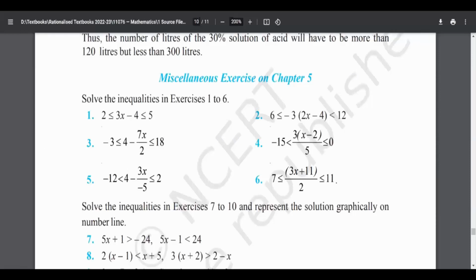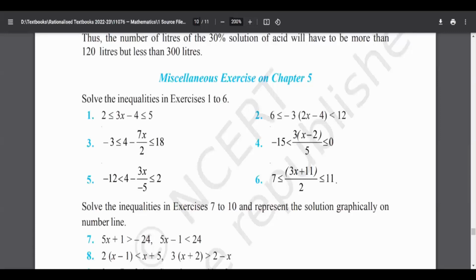Minus 15 less than equal to 3 times (x minus 2) by 5 less than equal to 0. First we will multiply by 5 by 3, then we will open the bracket, to make it more simple. Okay, so this is quite straightforward. Nothing as such to think about, just solve. I will write the question first.